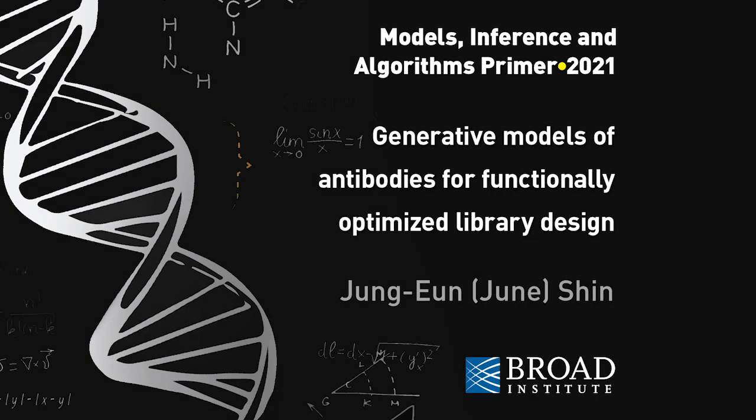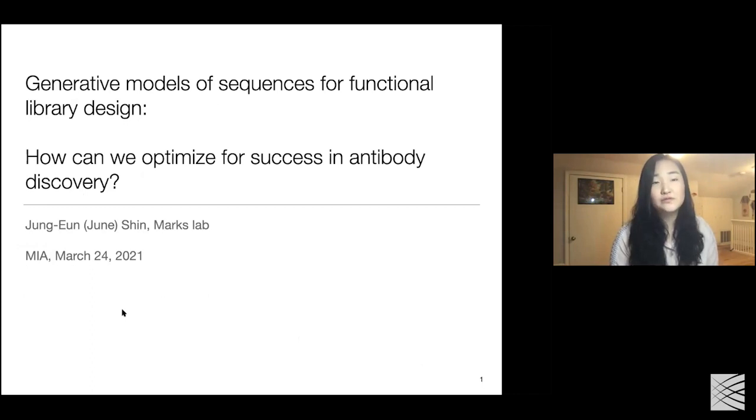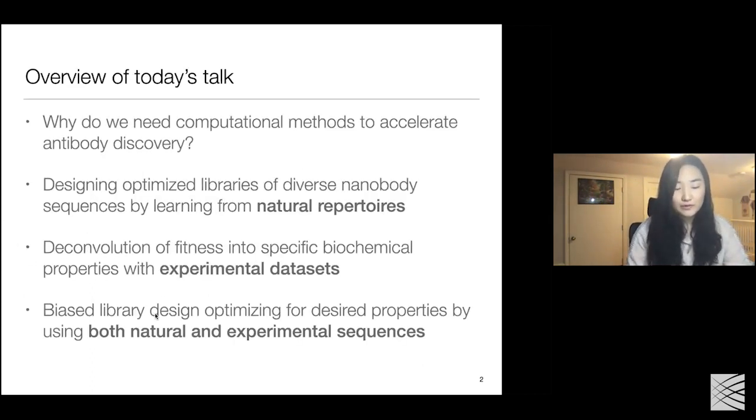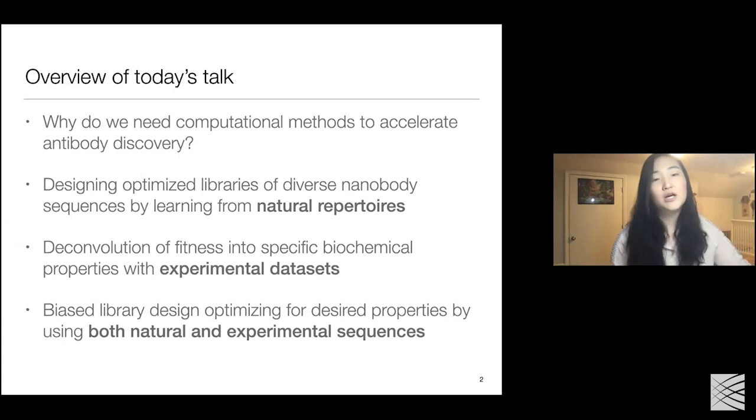I am a graduate student in Debbie Marx's lab, and today I'm going to be sharing some of the recent work we've been doing in developing generative models of sequences for functional library design. And today specifically, I'm going to be talking about this in the lens of how we can optimize for success in antibody discovery. And so first, briefly, an overview of today's talk.